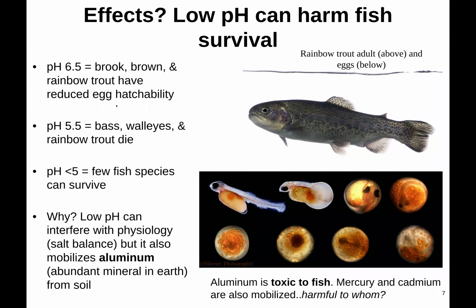So what are the effects of this? So we said it's coming from the Midwest. What is it doing to our living stocks of organisms, right? How is it harming our fish? Well, at a pH of 6.5, brook, brown, and juvenile rainbow trout have reduced egg hatchability. At a pH of 5.5, bass, walleye, and rainbow trout eventually just die. At a pH less than that, few fish species can physically survive.